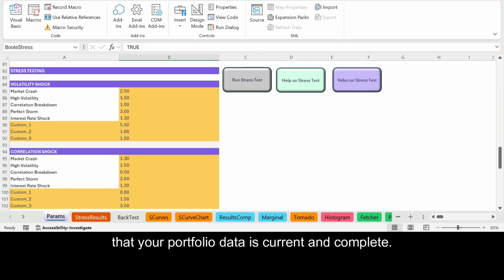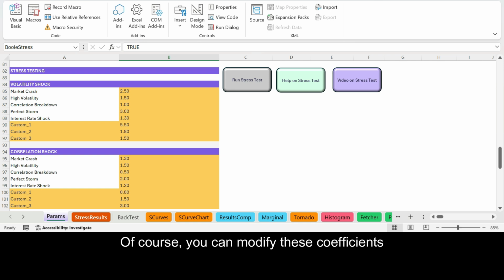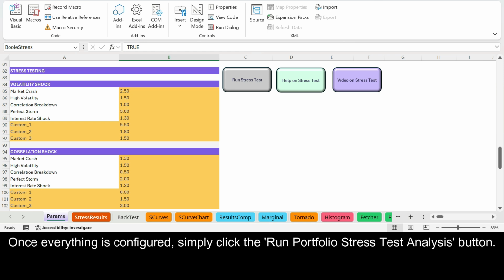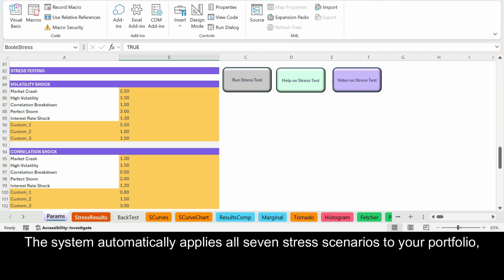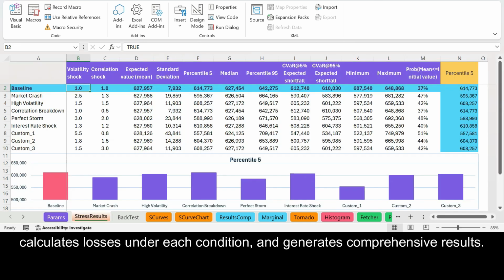Verify that your portfolio data is current and complete. Stress testing reveals vulnerabilities, but only if it's working with accurate position information. Outdated data can give you false confidence or unnecessary panic. Of course, you can modify these coefficients and create your own stress test scenarios. Once everything is configured, simply click the Run Portfolio Stress Test Analysis button. The system automatically applies all 7 stress scenarios to your portfolio, calculates losses under each condition, and generates comprehensive results.